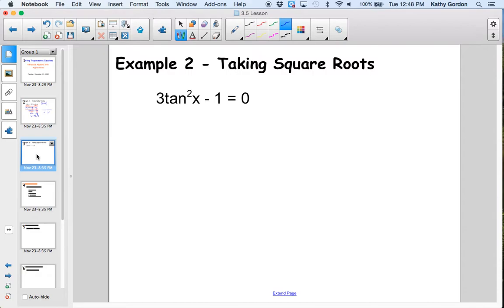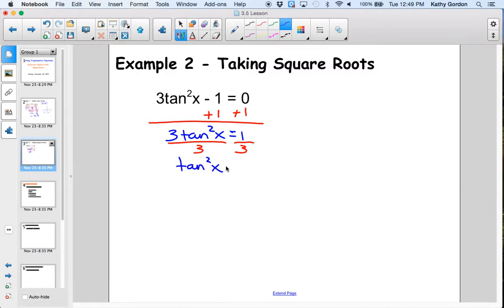We may have something like what we see here, 3 tangent squared x minus 1 equals 0. So again, I would say this one's probably pretty intuitive. What do you think we should do to get to x? Add 1 to both sides. So that leaves me 3 tangent squared x equal to 1. Then what? Divide by 3. So now tangent squared of x should be 1/3.